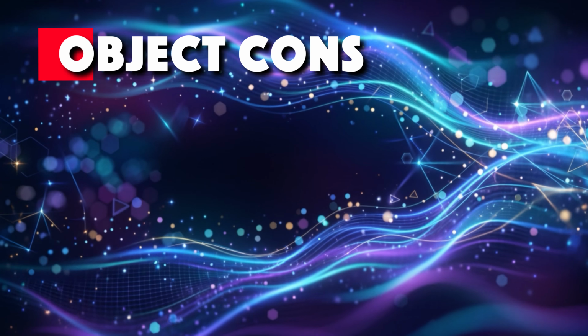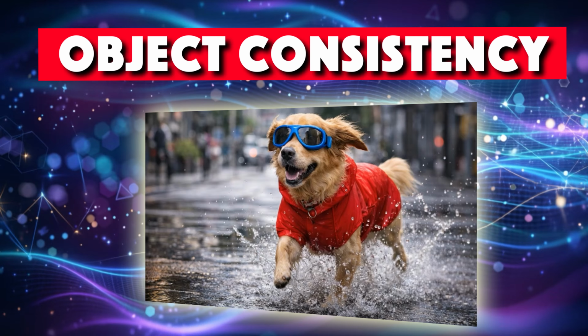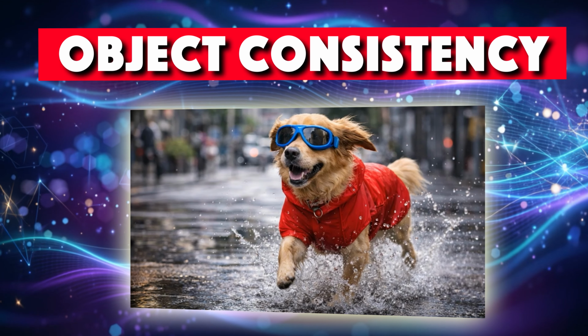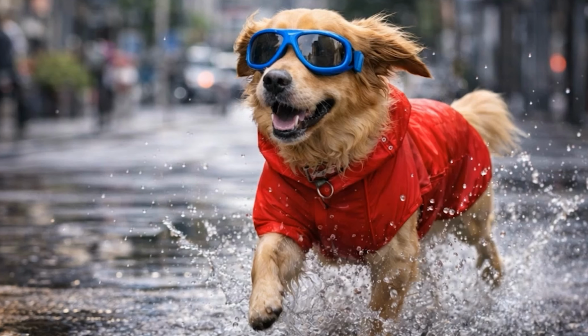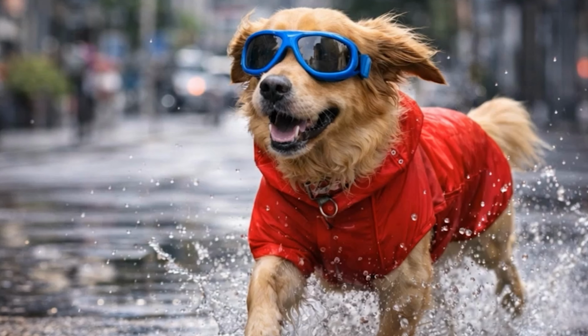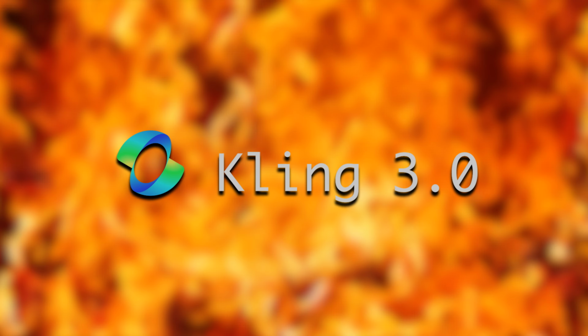Our next category is object consistency. To test this, I got a picture of a dog in a raincoat, and for the prompt, the dog will walk through the puddle and then eat a hot dog on the ground. Kling 3.0.